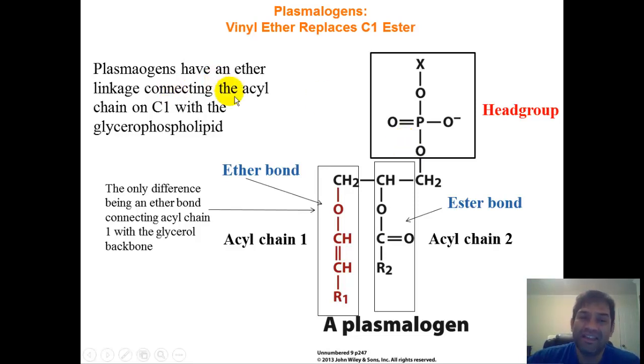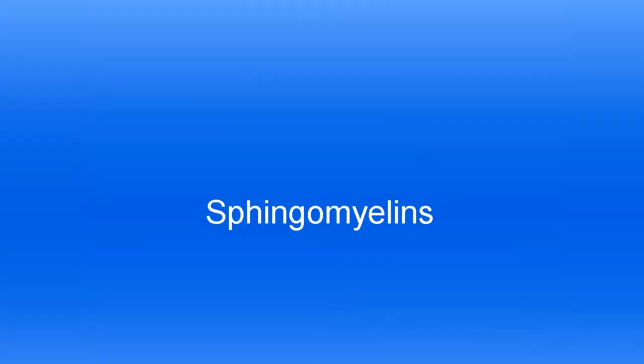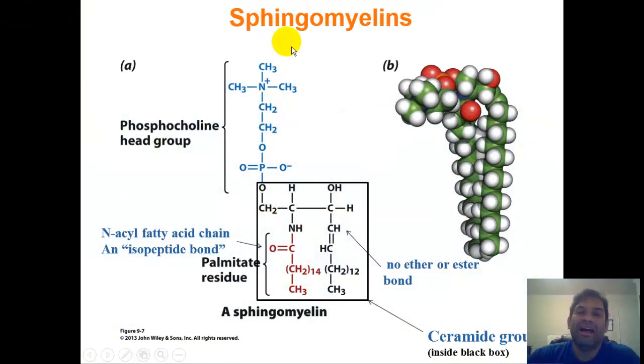Okay. Ether bonds, I don't know if you care to know this, are actually much stronger, harder to break than an ester bond. So here is another type of, well, we'll call it a phospholipid, but it's called sphingomyelin. This is very much enriched in nervous tissue.